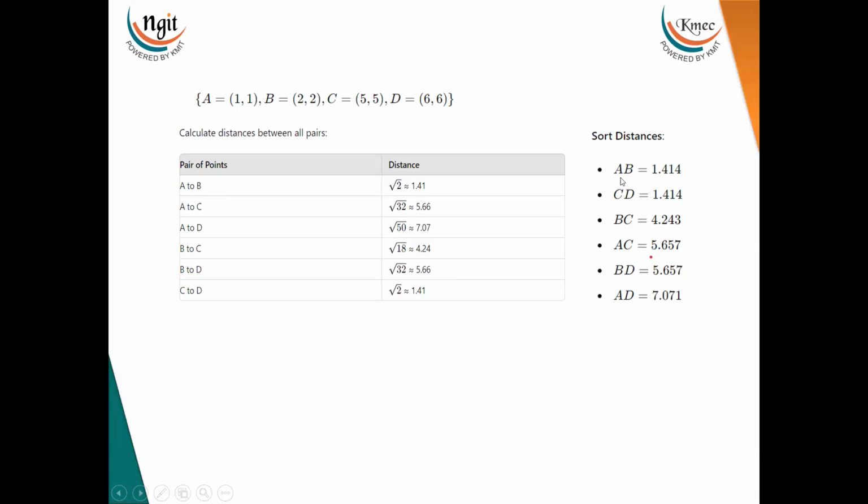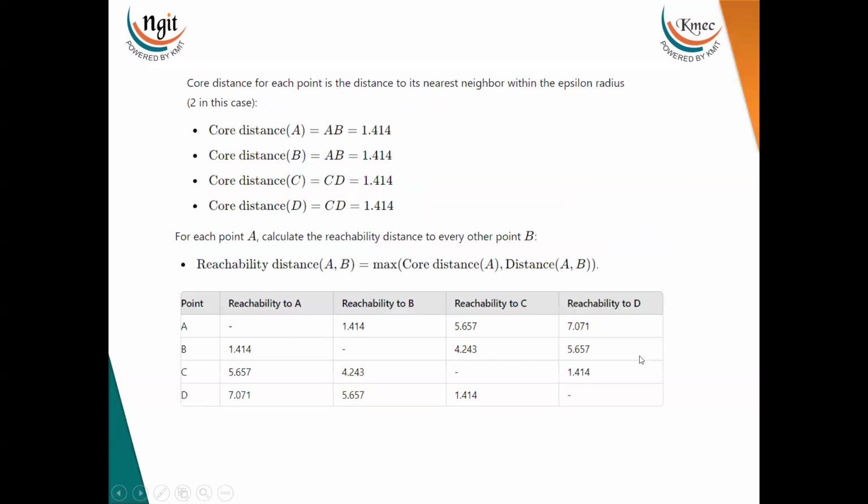After sorting them in order, A, B, C, D, these are the distances. The distance between A and B is 1.414 and the distance between A and D is 7.071. In this way, we have to place them in increasing order. After sorting the distances, now we need to find out the core distance. What actually is the core distance? It is the distance to its nearest neighbor within the epsilon radius. Let us consider the epsilon radius here is 2.